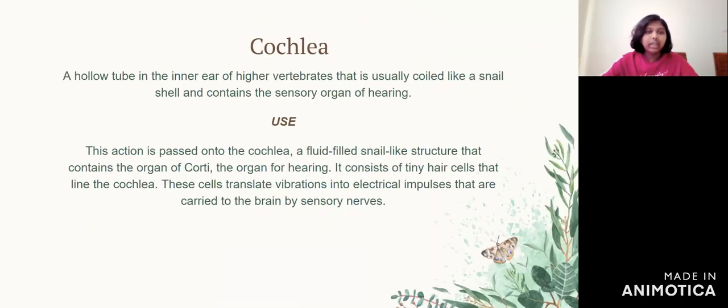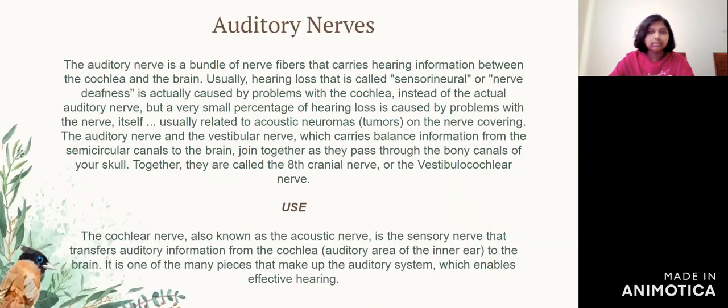Cochlea. A hollow tube in the inner ear of higher vertebrates that is usually coiled like a snail shell and contains the sensory organ of hearing. Use. This action is passed onto the cochlea, a fluid-filled snail-like structure that contains the organ of Corti. The organ for hearing consists of tiny hair cells that line the cochlea. These cells translate vibrations into electrical impulses that are carried to the brain by sensory nerves.